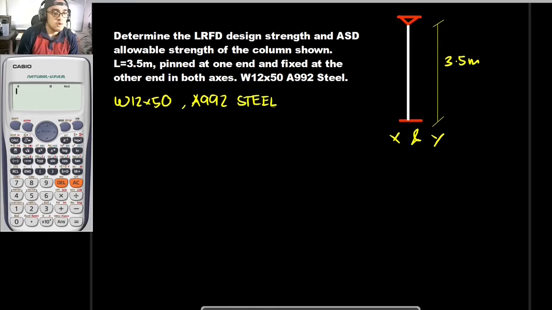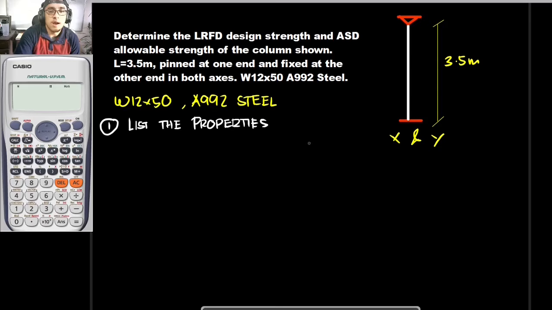Okay, so let's start. If you can remember earlier, our step 1 is to list the properties.